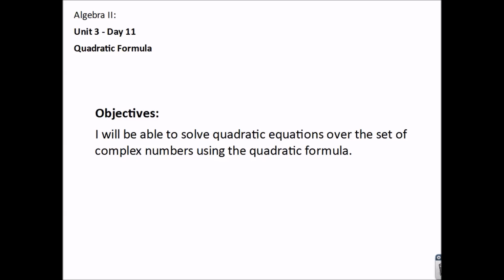Today we're going to talk about the quadratic formula. By the end of this video, you'll be able to solve quadratic equations over the set of complex numbers using the quadratic formula.